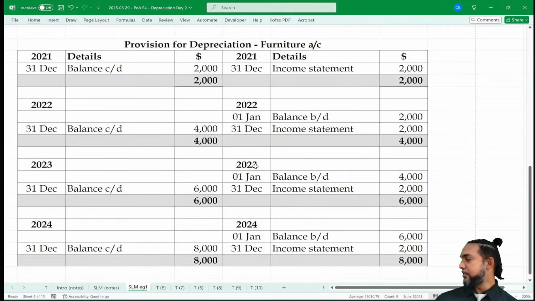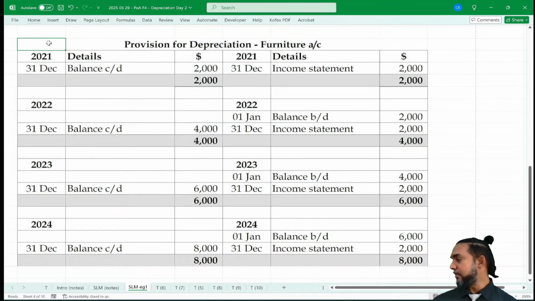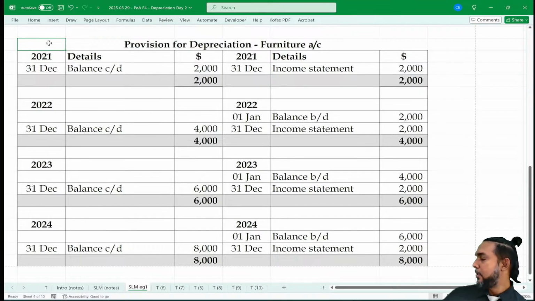Kaylee and Shiloh, just give me a quick G in the chat if you're good with the T account. If you need me to re-explain anything, give me an R. Or if you want, you can even just use the emoji stuff here and send a thumbs up or a thumbs down.